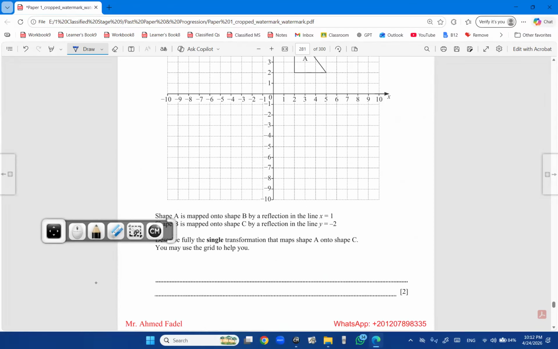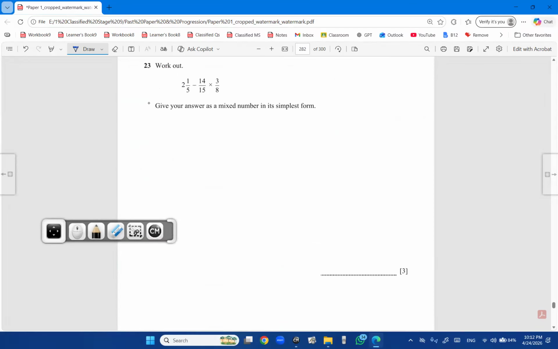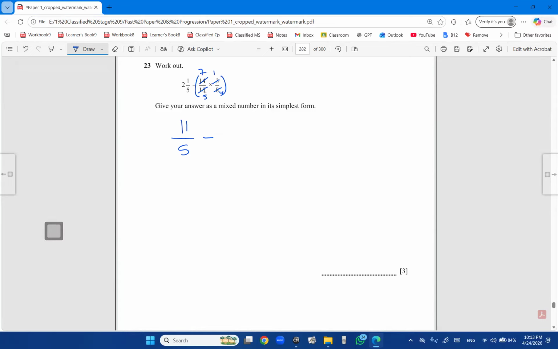Let's continue. Multiplying the fractions first, 2 and 1/5, turn it first into an improper fraction, which is going to give you 11/5, minus 14 over 15 multiplied by 3 over 8. Simplify first, please. Dividing by 3 gives 1, dividing by 3 gives 5, dividing by 2 gives 4, dividing by 2 gives 7. So it is minus 7 over 20.